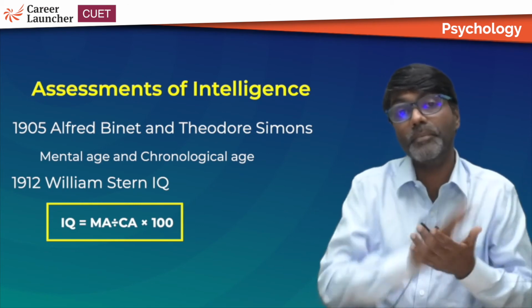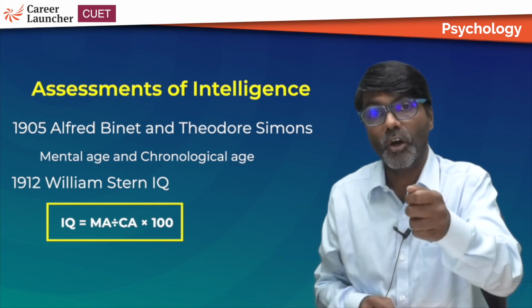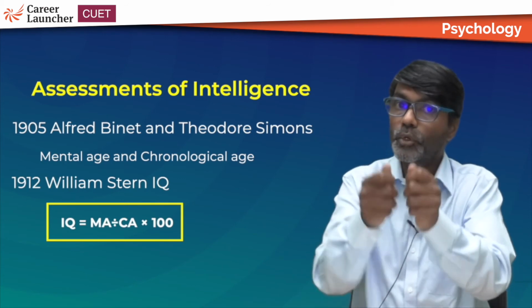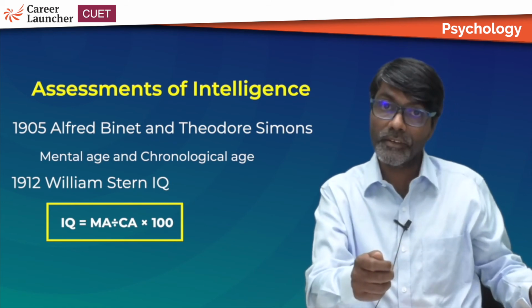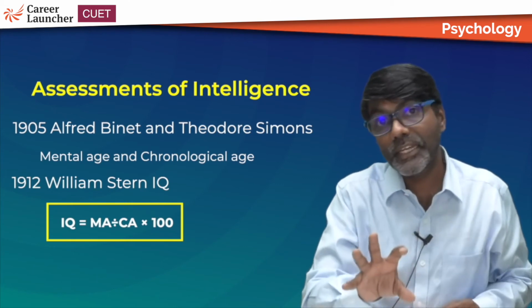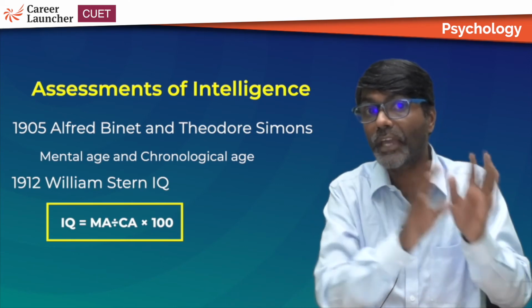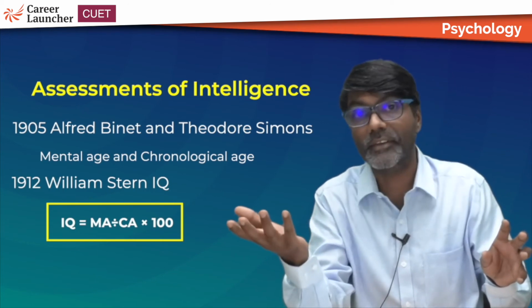Let's take a reverse example. If I give a paper to a 15-year-old and he's able to solve only a 13-year-old's paper, then the mental age is 13, chronological age is 15, so the IQ is less than 100, right? 13 divided by 15 into 100.